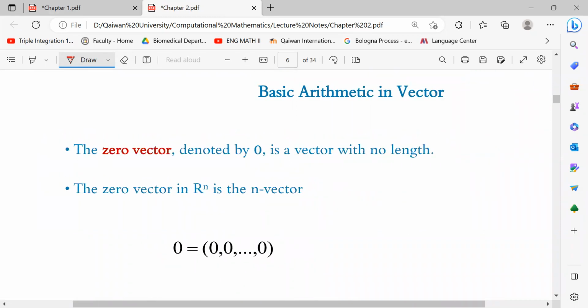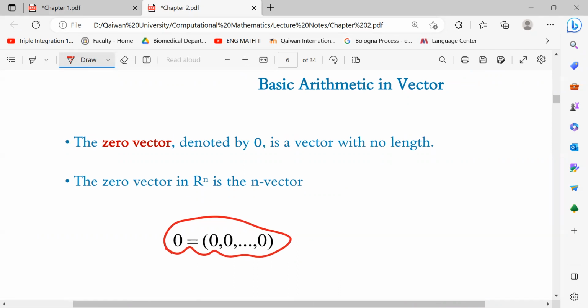We say a zero vector is a vector with all elements 0.